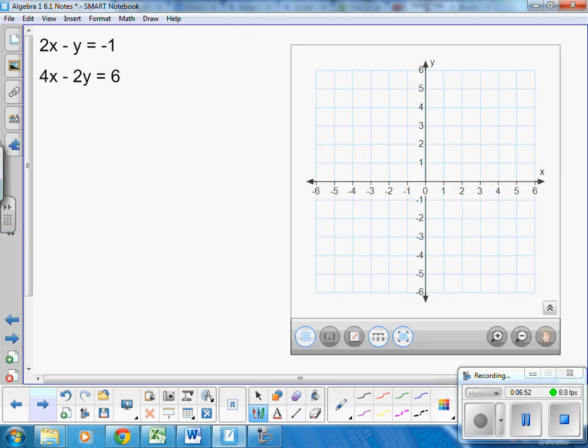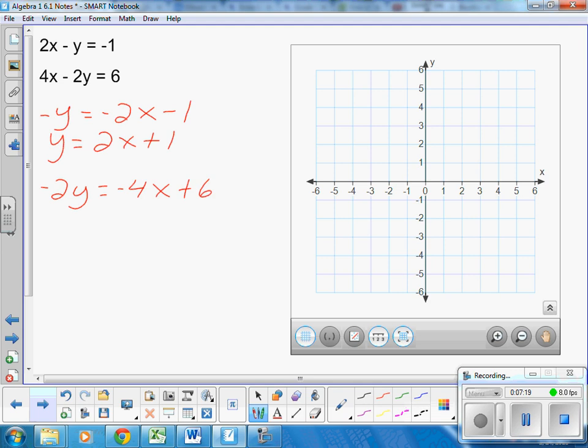Again, we need to rewrite these. So my top equation is going to be rewritten as a negative y equals a negative 2x minus 1. Multiply everything by a negative 1. Y is equal to 2x plus 1. Second equation, rewriting it, we'll have a negative 2y is equal to a negative 4x plus 6. Divide by a negative 2. Y is equal to 2x minus 3.